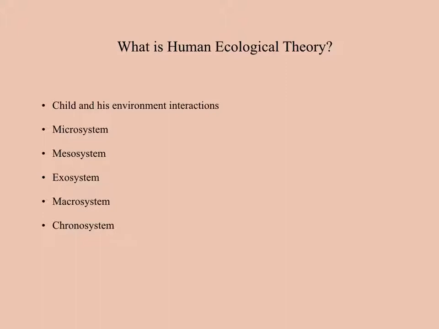And then lastly is the fifth system, the chronosystem, which is the environmental effects and transitions that occur throughout a child's lifetime. This consists of all the experiences that a person has had in his or her lifetime, including environmental events and major life transitions and historical events like presidents or any big thing that's happened.